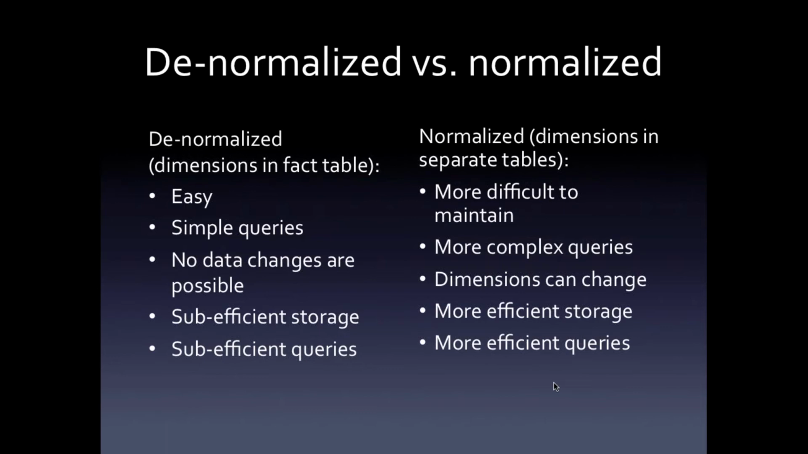The queries are also more complex due to the necessity of joins. However, dimensions can be easily updated because they are stored in small tables, and you can change them without affecting the main table. The storage is also more efficient because in the fact table you usually store only dimension keys, and all the extended data, which are usually strings, are stored in separate tables of much smaller size. Because of that, queries are also more efficient. It's much faster to filter by integer columns, which are keys, than by strings.